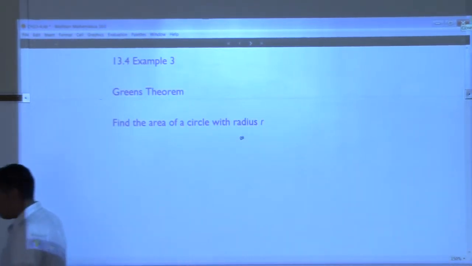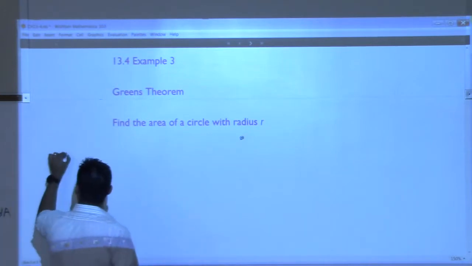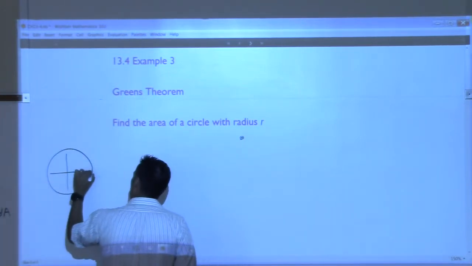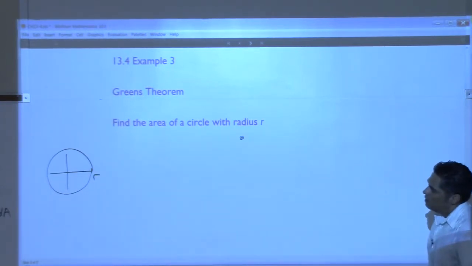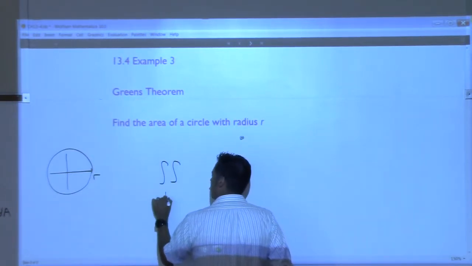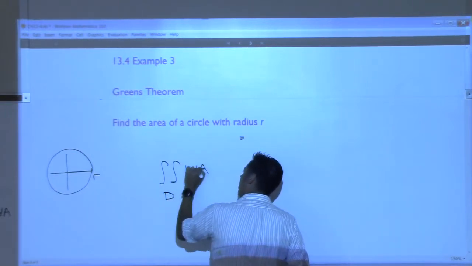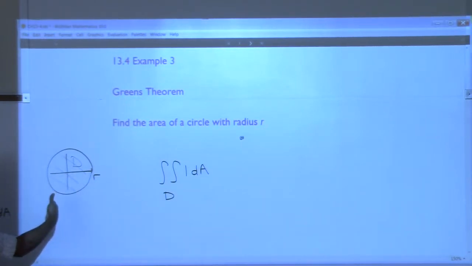Okay? So let's see how we might be able to use this. Find the area of a circle with radius r. Now, I proved this to you already, didn't I? I proved this formula using a double integral in polar coordinates. So let's take a look at this. We have a circle with a radius of little r, all right? If we want to know this, we could do the double integral over D of 1 dA, right? Where D is this in here. And that would give us the area of that, right?